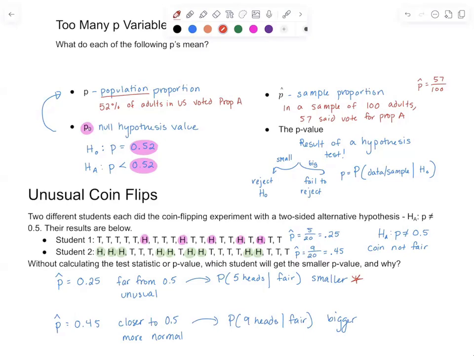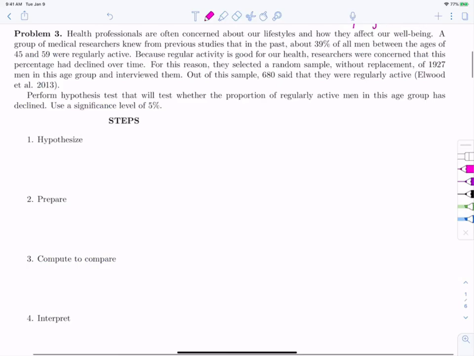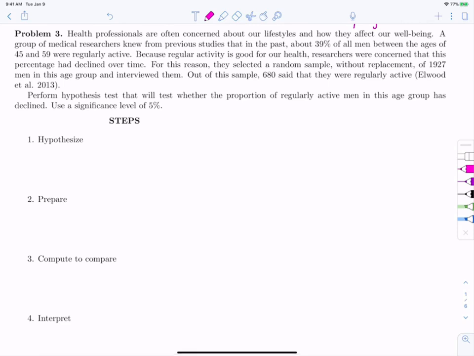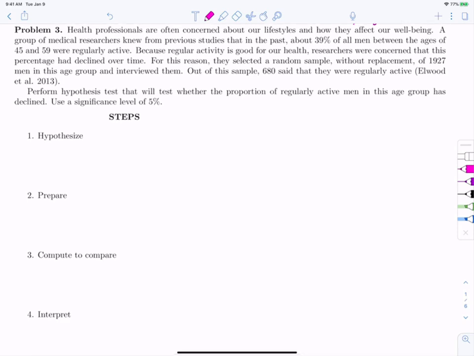Now, let's do a problem from beginning to end to practice all of these ideas. So problem 3 right here. Health professionals are often concerned about our lifestyles and how they affect our well-being. A group of medical researchers knew from previous studies that in the past, about 39% of all men between the ages of 45 and 59 were regularly active. Because regular activity is good for our health, researchers were concerned that this percentage had declined over time, right? They're worried that people are becoming less active over time.